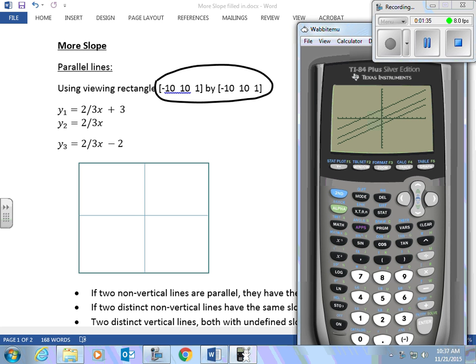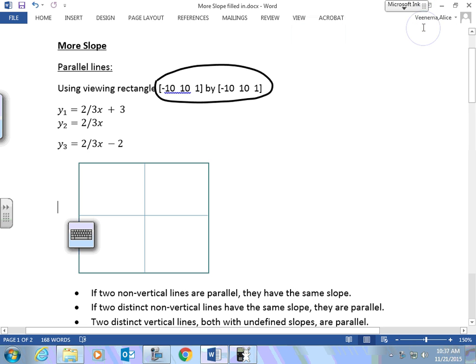This gives us the rule that if you have non-vertical lines that are parallel, they'll have the same slope. Notice that on those three equations, the slope of all three of them is 2/3. So equal slope, parallel lines. And it works both ways. If they're parallel, they have the same slope. If they have the same slope, they're parallel.